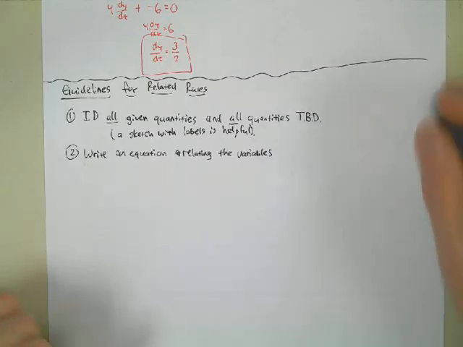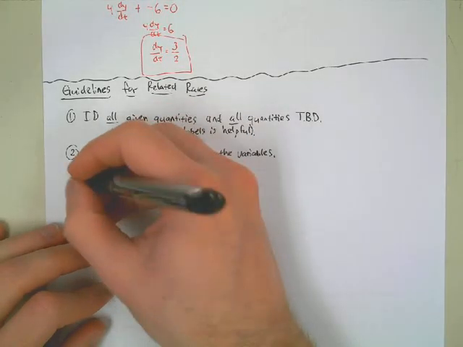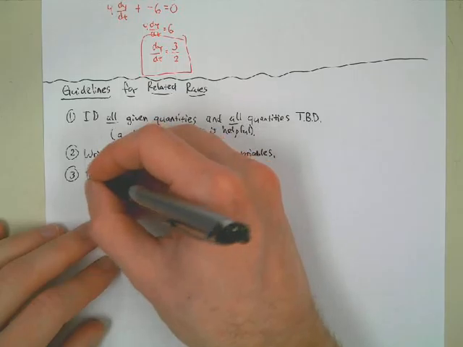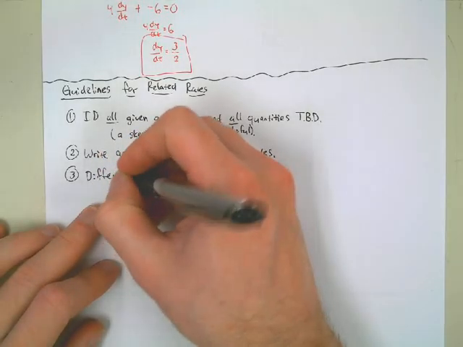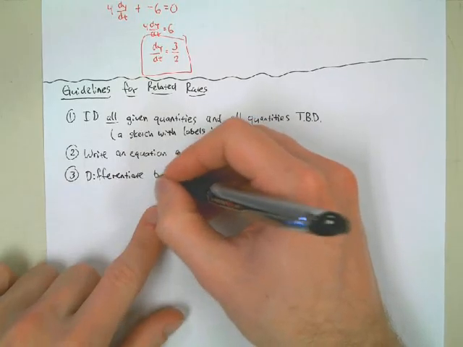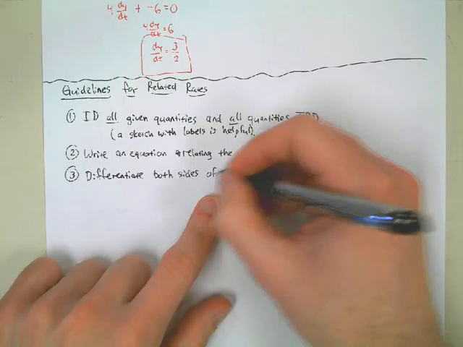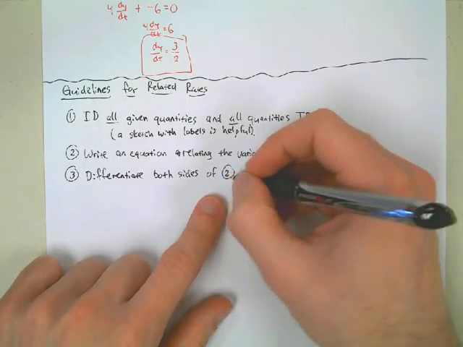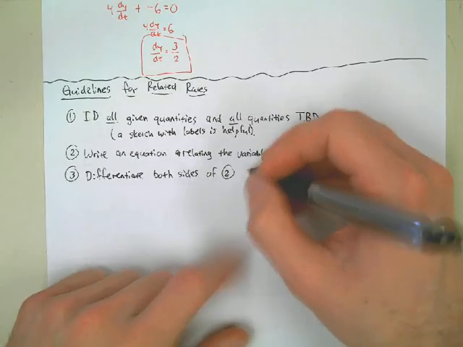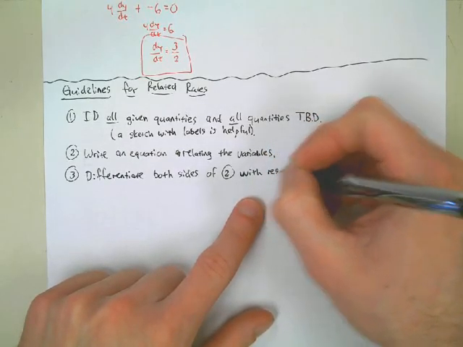Okay. Once you have an equation relating the variables, what should we do with that equation? Differentiate. Take the derivative. Yeah, so step 3: differentiate both sides of equation 2. I'm just going to use the number 2 with a circle around it to refer to the equation. With respect to what variable? Yep, with respect to t.